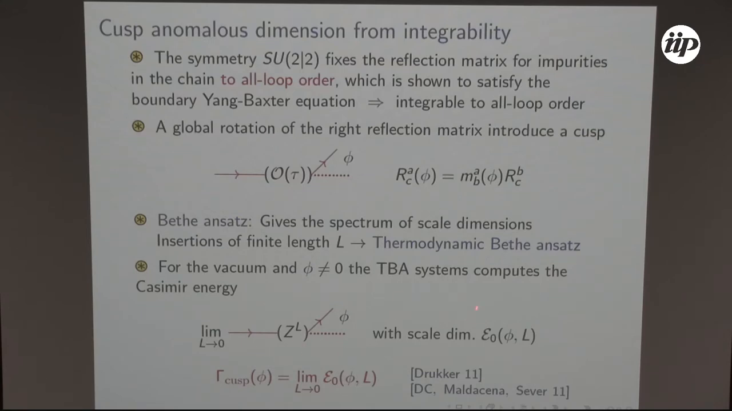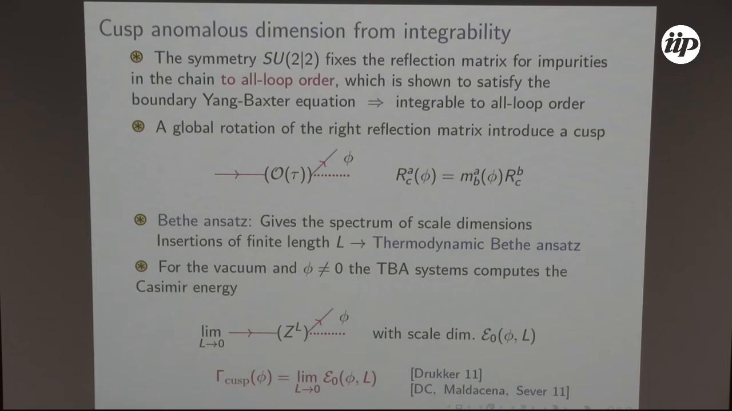And in particular, you can focus on the vacuum. The vacuum, if there were no cusp, is supersymmetric and develops no anomalous dimension. But as soon as there is a cusp, this is no longer supersymmetric, and there is a Casimir energy because of this finite length. Then you can compute it using this thermodynamic Bethe ansatz. If you eventually take the limit of L going to zero, the energy of this vacuum, so the scaling dimension of an insertion of L factors of this chiral field, when you take L going to zero, finally you end up with no insertion at all, and then you have just a cusp line. This limit precisely gives you the cusp anomalous dimension.